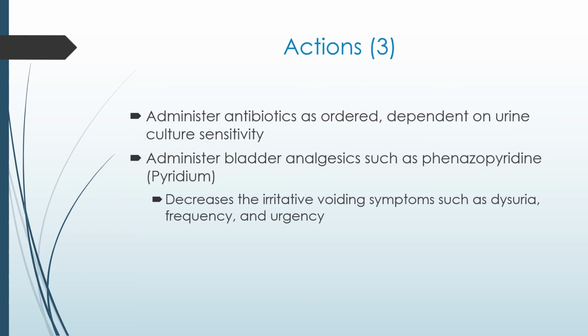Actions. We are going to administer antibiotics as ordered, dependent on the urine culture sensitivity. So whatever the bacteria is sensitive to, that is what the doctor is going to order, and that's what we're going to administer. Administer bladder analgesics such as pyridium. This will decrease the irritative voiding symptoms such as dysuria, frequency, and urgency.